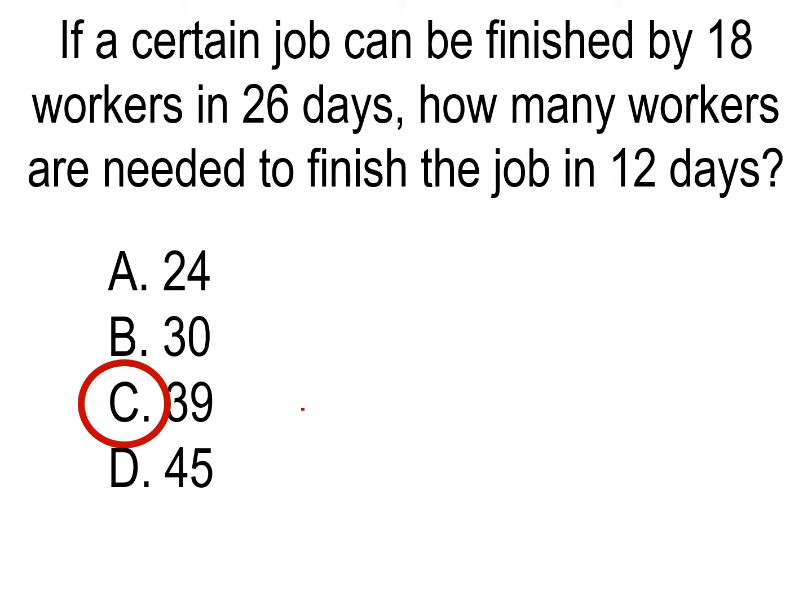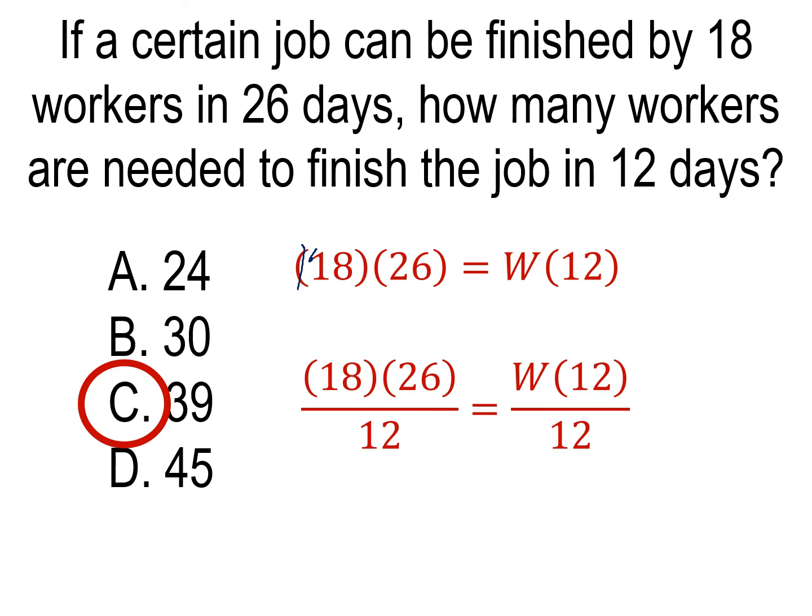So, the answer here is letter C. How do we solve this? 18 workers can work for 26 days. Now, assuming W is the number of workers, how many workers do you need to finish in 12 days? So, this is now your equation. 18 times 26 equals W times 12. Divide both sides by 12. So, you cancel this, and you are left with W equals 39.